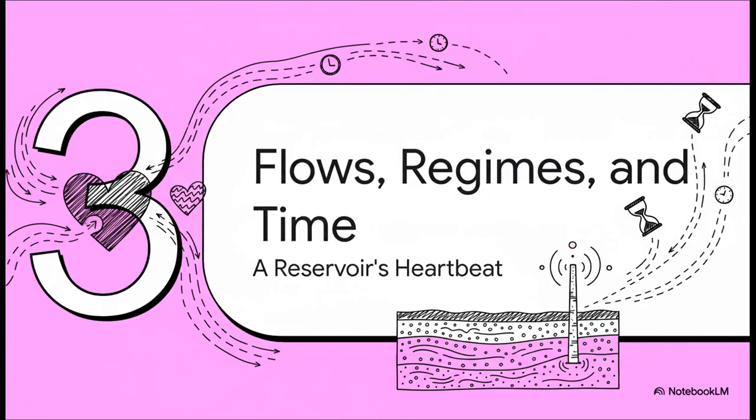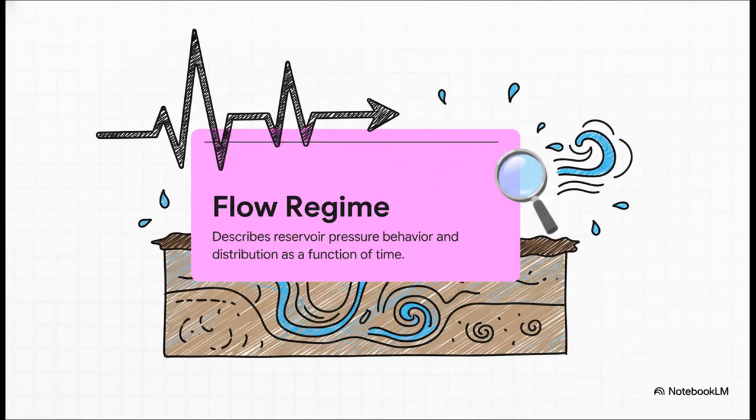All right, so we've got the fluid squishiness down. The next big ingredient we need to throw into the mix is time. We have to understand the reservoir's changing heartbeat as we start producing from it. And this heartbeat is what engineers call a flow regime. It's just the pattern of how a reservoir's pressure changes over time as fluids are pulled out. It really tells the story of what's happening in that hidden world, deep underground.